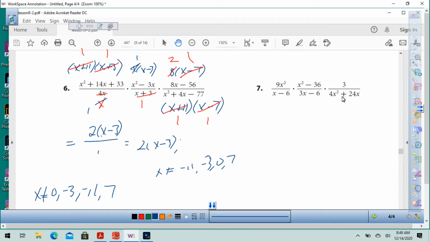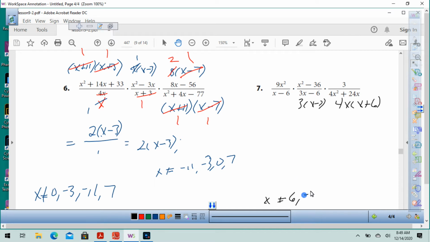Let's try this one here. What do we got? x minus. Okay, so let's factor this. We've got 3, and that's x minus 2. And we got 4x, and that's going to be x plus 6. So my not-equals values: x can't be equal to 6.